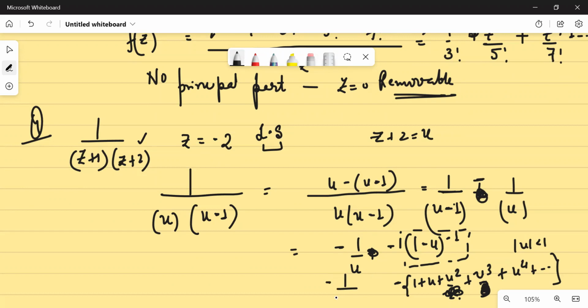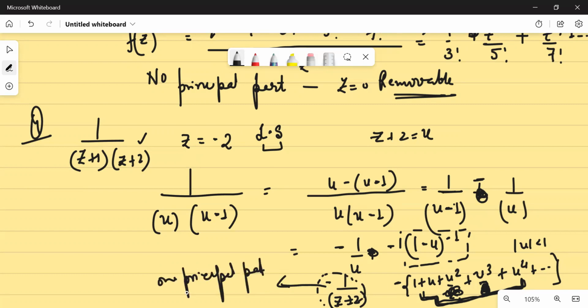-1/u. -1/u मतलब -1/(z+2). यहां तुम्हें दिख रही है कि सारे terms कैसे बन रहे हैं? These are all the terms which are in the regular side, that is these are all z+2 की power 1, z+2 की power 2, z+2 की power 3, z+2 की power 4. How many principal part terms are there? Only one principal part term is there. Since there is only one principal part term, that would imply that z equals -2 is a simple pole. Yes or no?